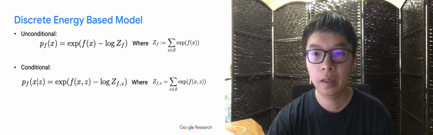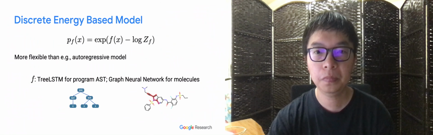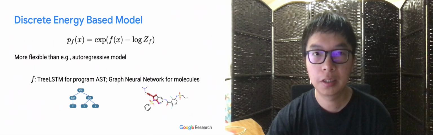In the notation here, X represents the structured data such as sequences, trees, or graphs, and F denotes the energy function. The reason why we want to learn such model is because of its flexibility. For structured data, one can use a much more flexible form of the energy function rather than the typically used autoregressive models. For example, one can use tree LSTM for a program AST that is represented by a tree, or graph neural networks for molecules that are represented by graphs.